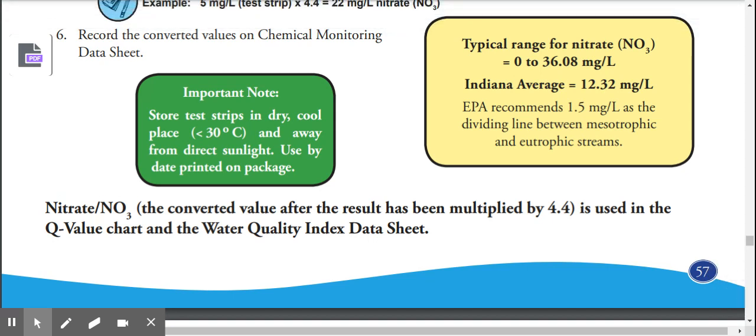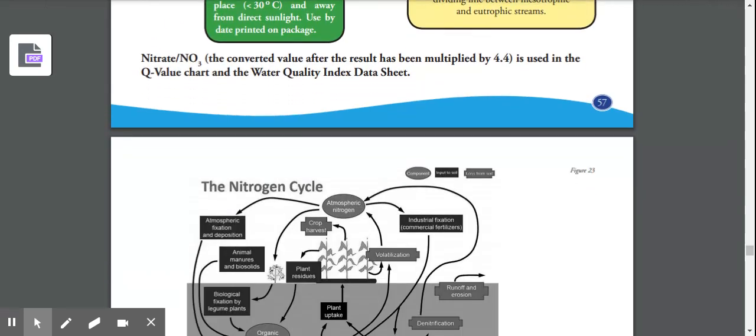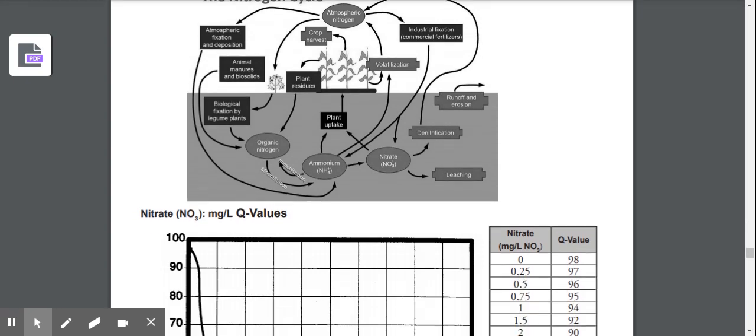1.5 is a dividing line between a mesotrophic and eutrophic stream. Eutrophic, the nitrate value, you might have to multiply that by 4.4. We'll have to take a look at it, but potentially that means that our nitrates are also a little bit far from the average of Indiana.